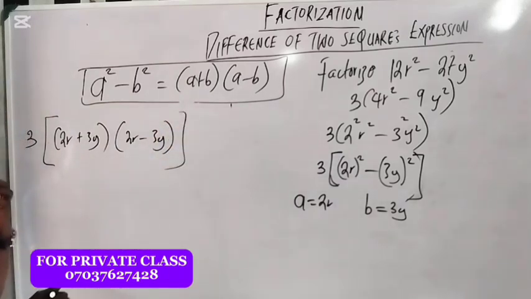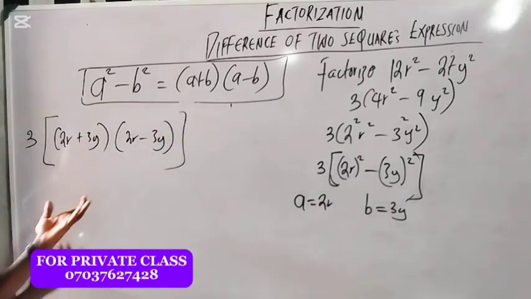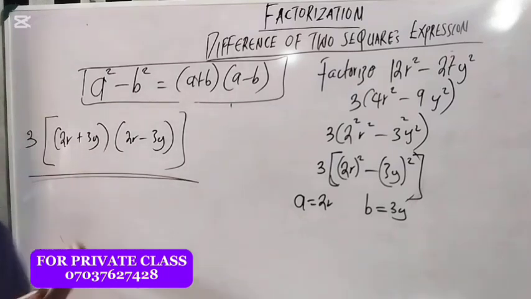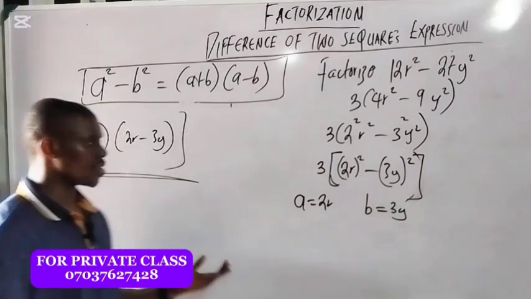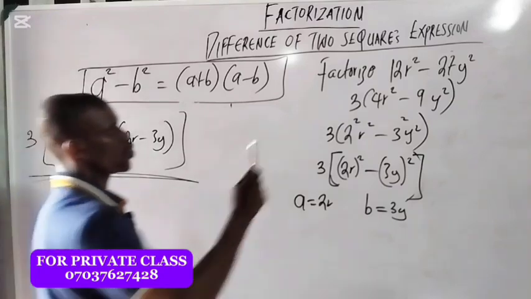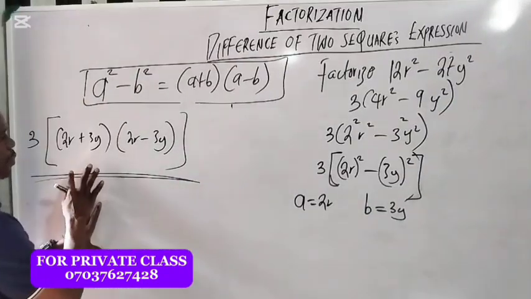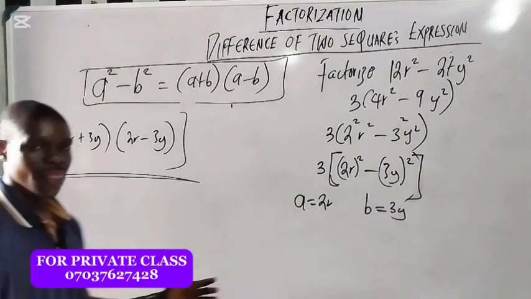This is that. So now you cannot actually do anything more than this here. So this is the answer. This is the answer. So whenever I see 12r square minus 27y square, this is the answer. I cannot get anything more than this. You cannot get more than this. This is the answer.